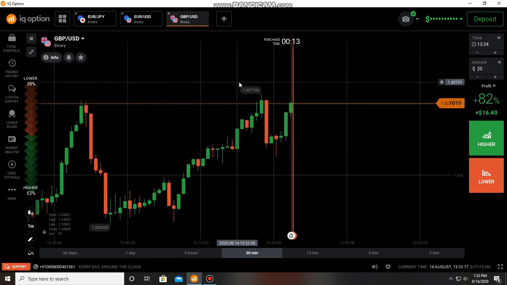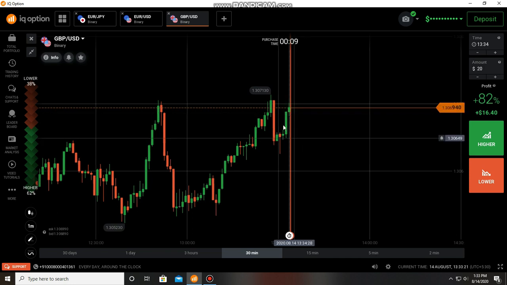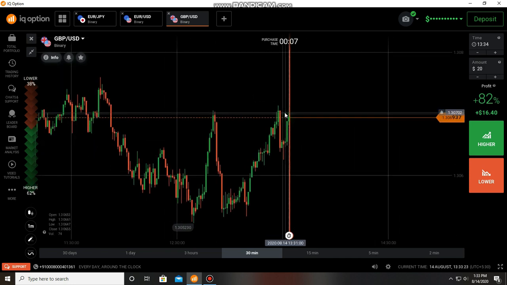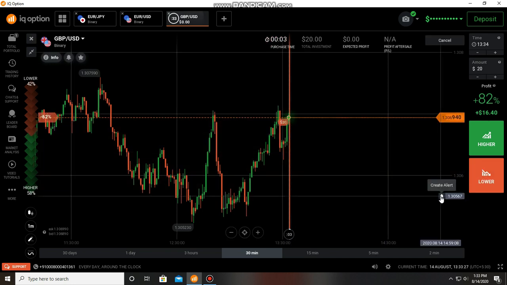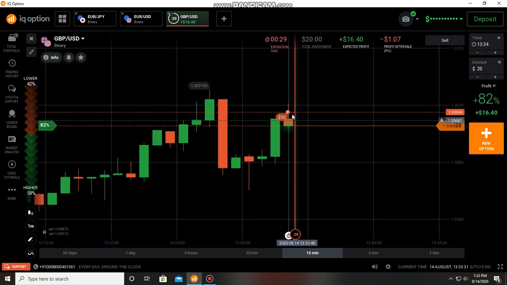It's GBP USD. Here the market is going up, but it's a retracement level. So we can go to the sellers here. Okay, I'm going to place a put option. I placed here a put option because you can see some sellers are entering now.